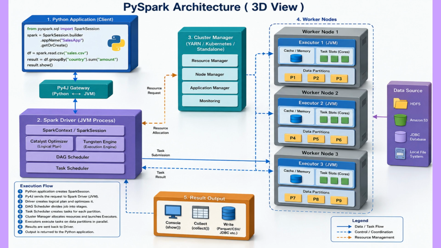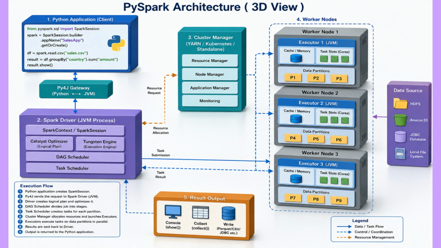Executors. Executors are JVM processes launched on worker nodes. They perform the actual computation requested by the Spark application. Each executor contains memory for caching data and CPU cores for task execution. Executors are responsible for executing tasks assigned by the driver. They also store intermediate data in memory, handle shuffle operations, and send results back to the driver. Multiple executors can run simultaneously across different worker nodes, enabling massive parallel processing.